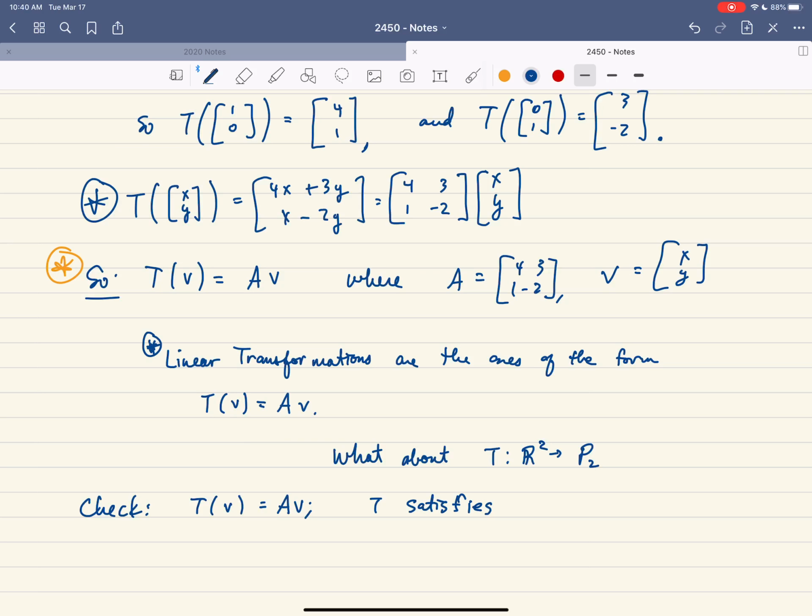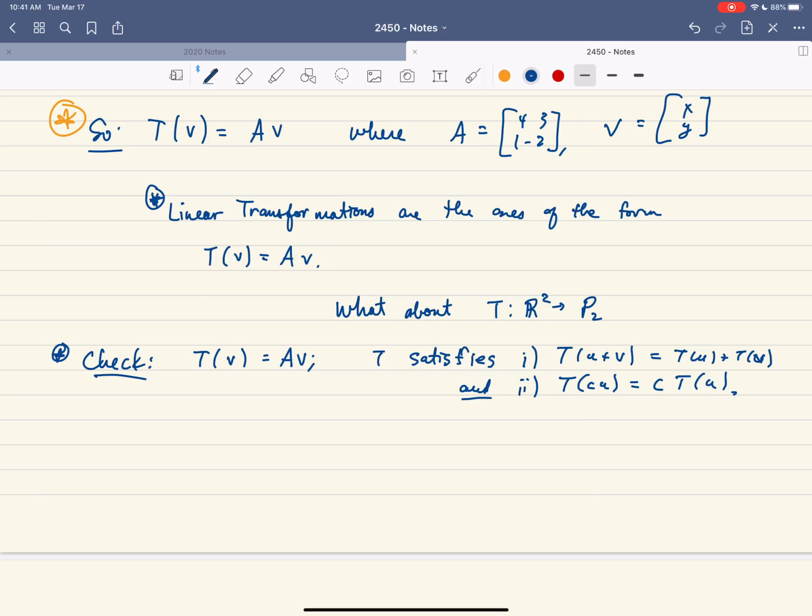That T satisfies additivity, so that T of u plus T of v is T of u plus v, and homogeneity, so T of cu is c T of u. So you can check that it satisfies both of those. I'll leave that to you to check that those are always linear. And the harder direction is, of course, that everything linear is of that form.